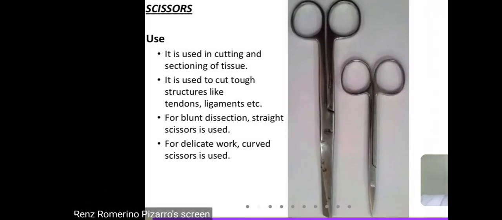Scissor use: it is used in cutting and sectioning of tissue. It is used to cut tough structures like tendon, ligament, etc. For blunt dissection, straight scissor is used. For delicate work, curved scissor is used.